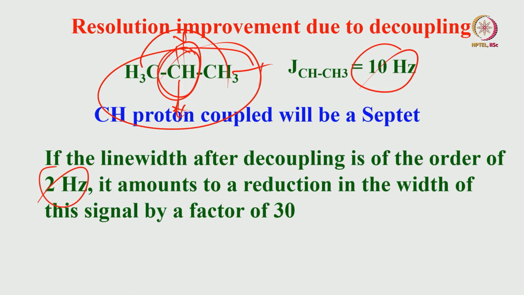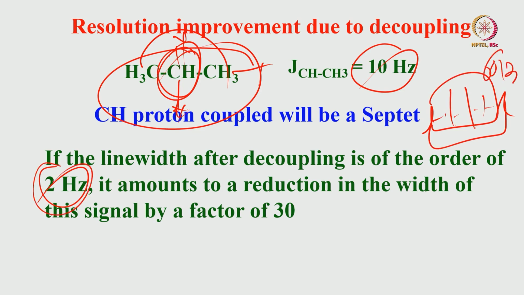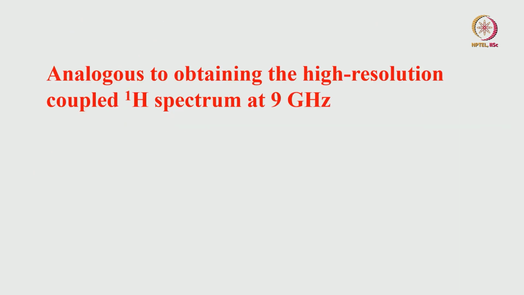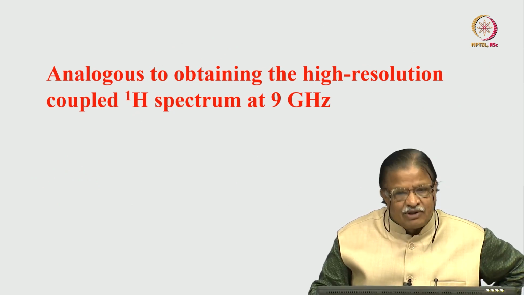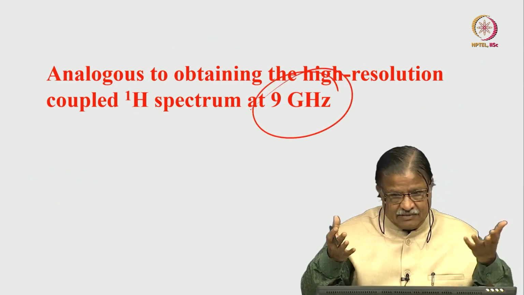What does it mean? From this end to this end, there are 7 peaks, each separated by 10 hertz, about 60 hertz or whatever you get. And if you do the decoupling, you get 2 hertz line width. That means this multiplicity pattern has been reduced to a single peak of line width 2 hertz. It amounts to saying that the line width has come down by 30 times. Alternately I can say I have got the high resolution spectrum of the same thing without decoupling, analogous to that at 9 gigahertz.